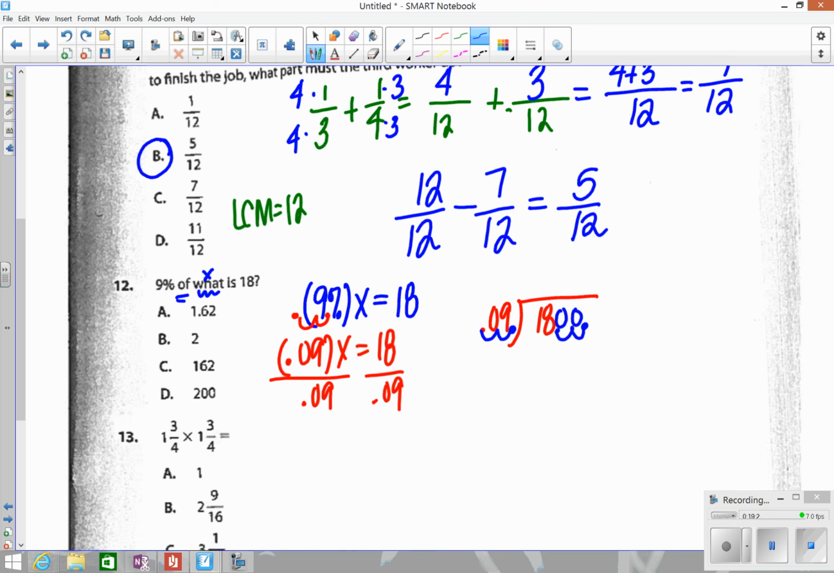So that means I add 2 zeros. And now I just do my division as normal. So what I'm looking at is 1800 divided by 9. I don't really care about that 0 anymore.